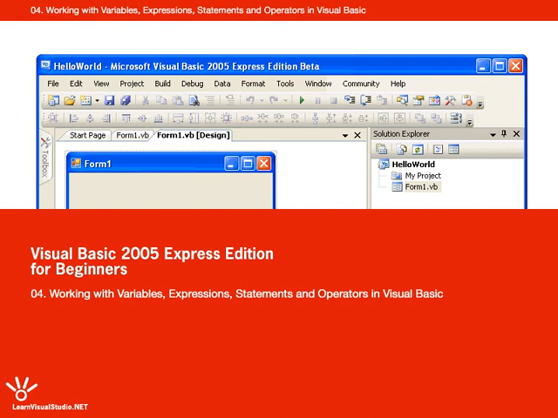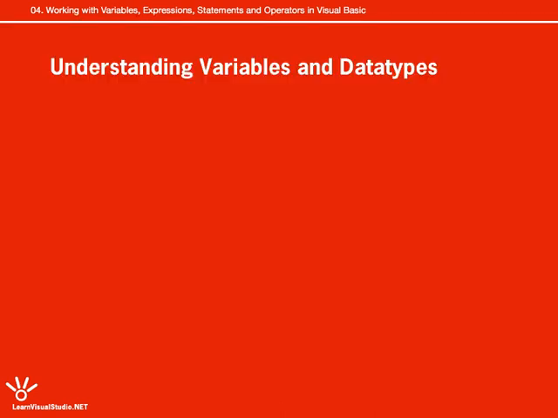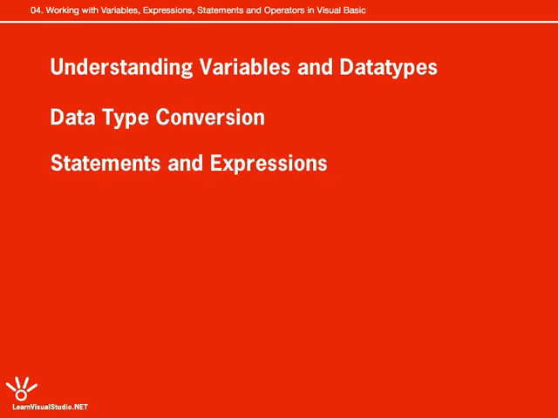Hello again. In this lesson, we're going to talk about using variables in Visual Basic, what they are, how to declare them. I'll explain what data types are and how they fit into the picture, and then how to convert values from one data type into another, and so on. Then we're going to talk about the difference between statements and expressions and look at different types of each. So let's go ahead and get started right now.